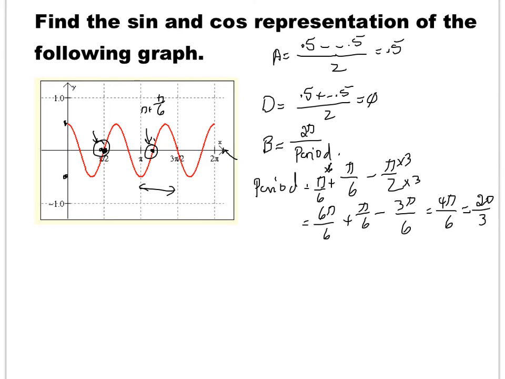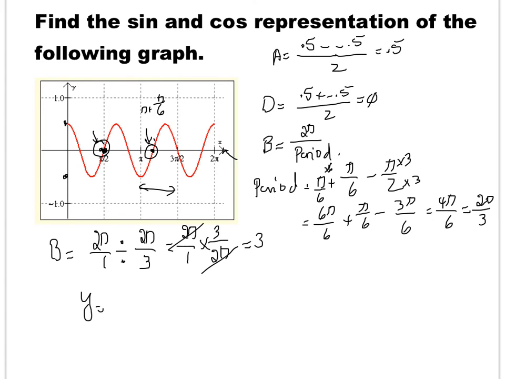Now knowing the period, I can find that B is equal to 2 pi over 1 divided by period. Period is 2 pi over 3. Okay, this one, again, I can write as 2 pi over 1 times 3 over 2 pi. 2 pi goes with 2 pi, so the answer is 3. So automatically, I know that y is equal to 0.5. If I want to express it in terms of cosine function, I'm going to have 3 open bracket x, okay?